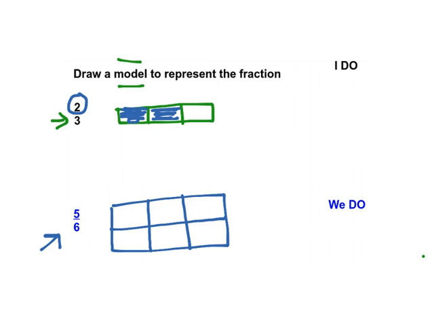Okay, now that you've got your model drawn, you need to ask yourself, how many pieces do I shade? Well, 5 answers that question, so I'm going to shade 5. 1, 2, 3, 4, 5. I now have 5 out of 6 pieces shaded.